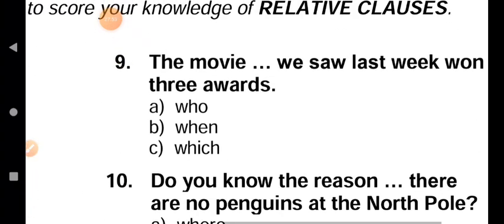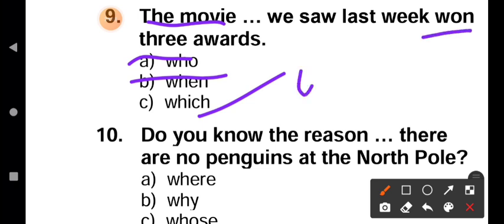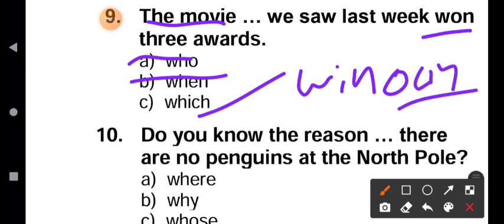And the ninth one is, the movie dash we saw last week won 3 awards. The movie is not people or persons. For people or persons we use who. And when indicates the time. The movie which we saw last week won. Won is a different word from own. This is my own house. Own is an adjective, won is a verb. The movie which we saw last week won 3 awards.